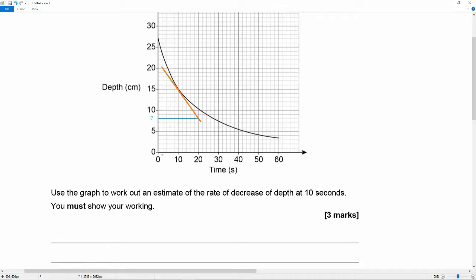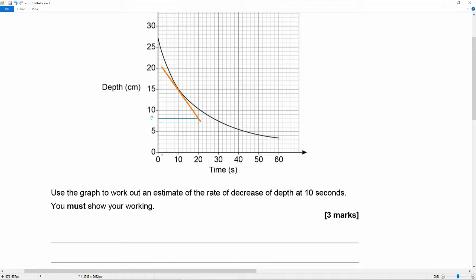Okay, well, I've tried to look for some points that are fairly easy to read. But even at this scale I'm struggling to read it, so I've taken the liberty of not only drawing the tangent line but also drawing the readings in already. So at 2 seconds the depth was 20 centimeters, and at 20 seconds the depth was 8 centimeters.